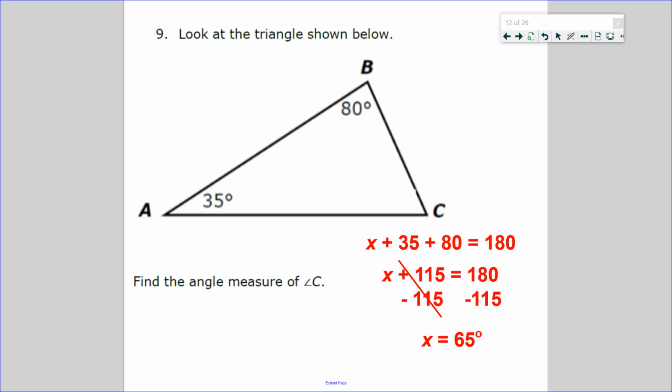Look at the triangle below. As you can tell, angle C is missing a number. So let's write an equation. X plus 35 plus 80. What would this triangle add up to?